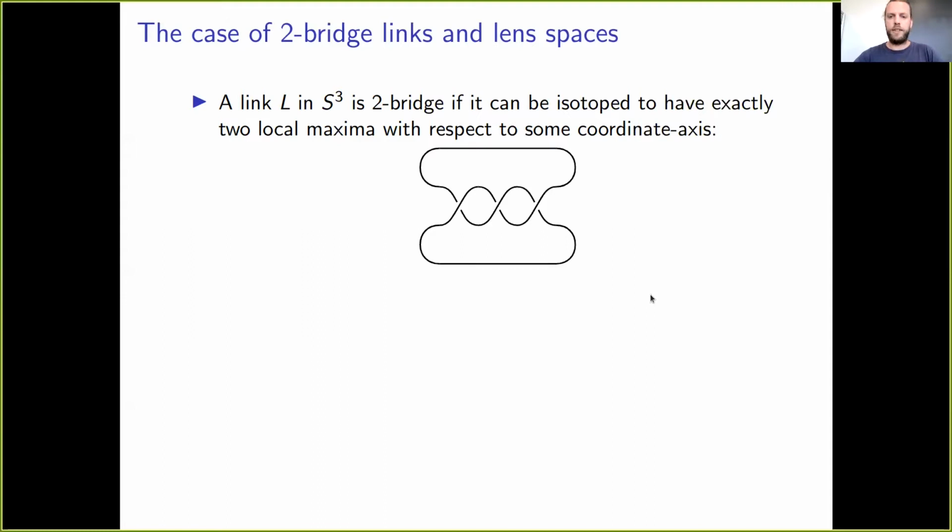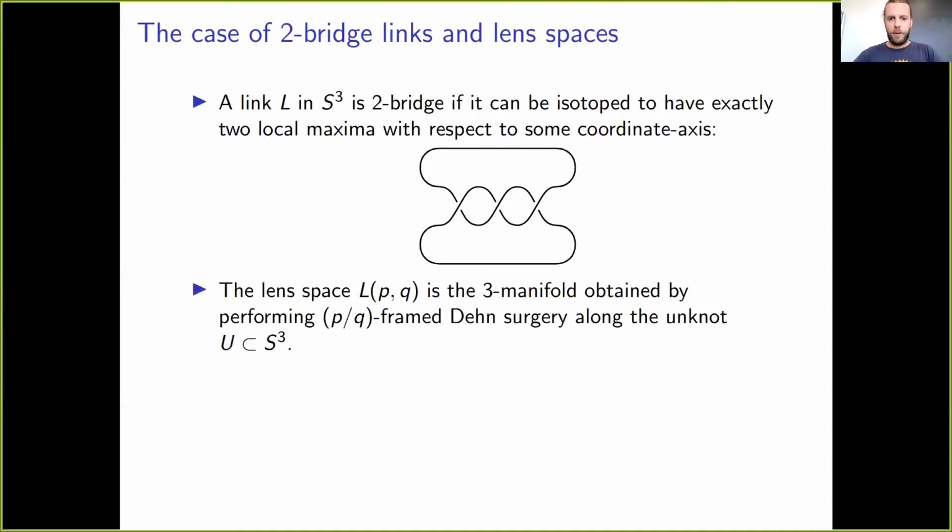In this picture, this is a diagram for the right-handed trefoil, left-handed actually, and we can see that with respect to the horizontal axis, clearly this diagram has two local maxima. So the trefoil knot is a two-bridge knot. What's more, I'm going to be talking about lens spaces. From the perspective of, for example, Heegaard genus, these are the simplest three-manifolds out there other than S3. For the purpose of this talk, the lens space L(p,q) is the oriented three-manifold that is obtained by performing p over q framed surgery along the unknot in S3.